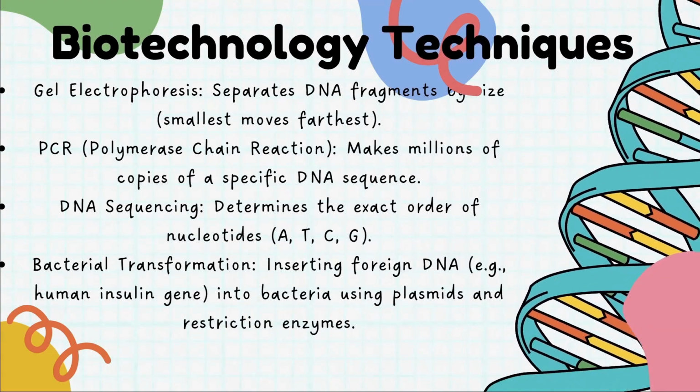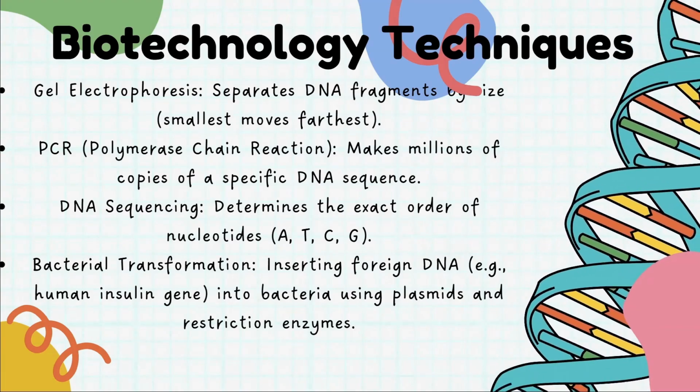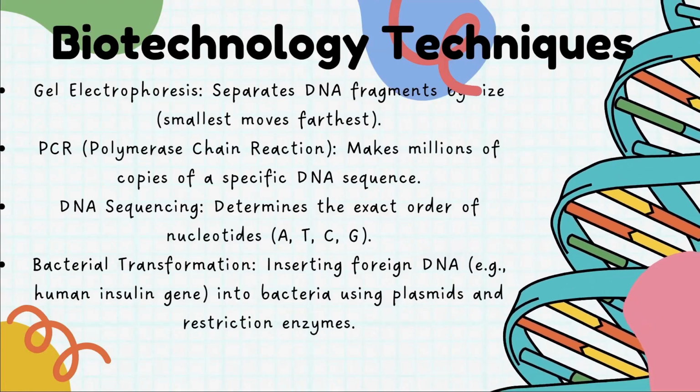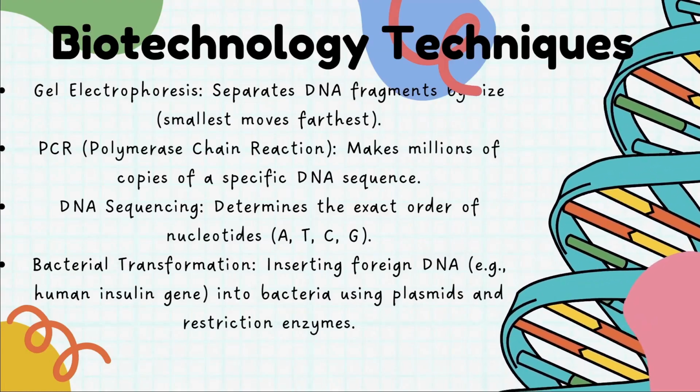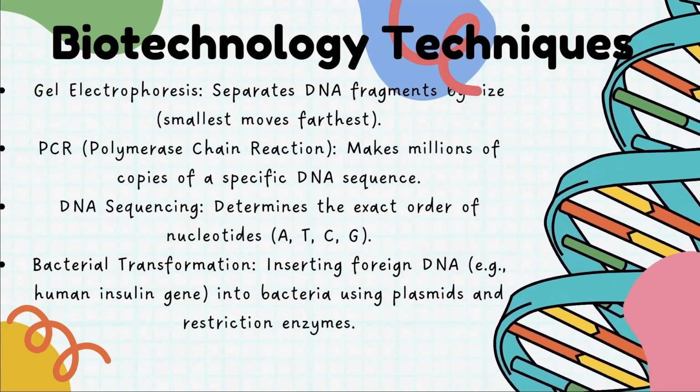Biotechnology techniques. Gel electrophoresis separates DNA fragments by size; the smallest moves furthest. PCR, polymerase chain reaction, makes millions of copies of a specific DNA sequence. DNA sequencing determines the exact order of nucleotides. And bacterial transformation inserts foreign DNA into bacteria using plasmids and restriction enzymes.